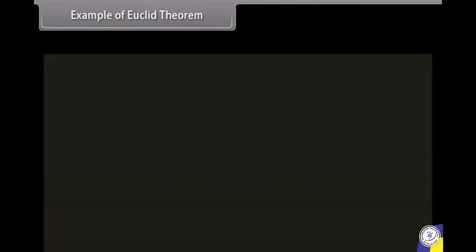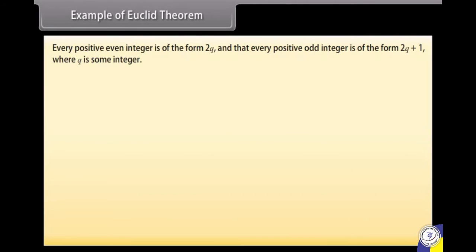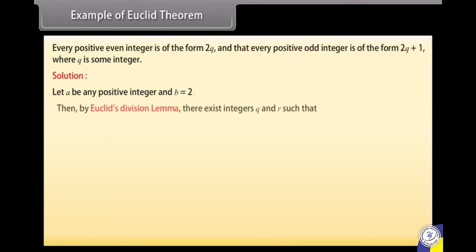Example of Euclid Theorem. Let us now prove that every positive even integer is of the form 2q and that every positive odd integer is of the form 2q plus 1, where q is some integer. Solution. Let a be any positive integer and b is equal to 2. Then by Euclid's Division Lemma, there exist integers q and r such that a is equal to 2q plus r, where 0 is smaller than or equal to r is smaller than 2.